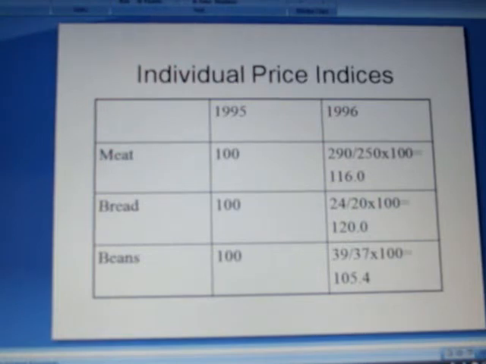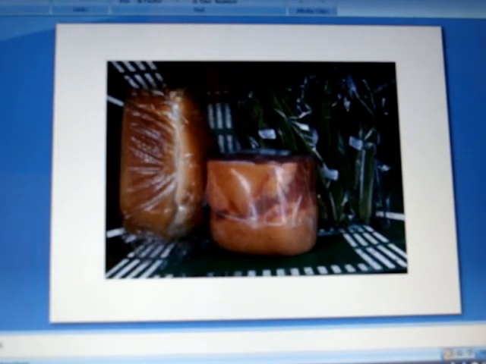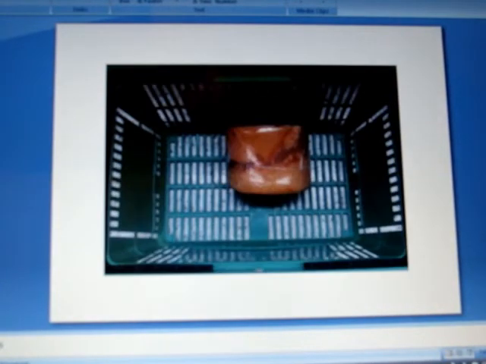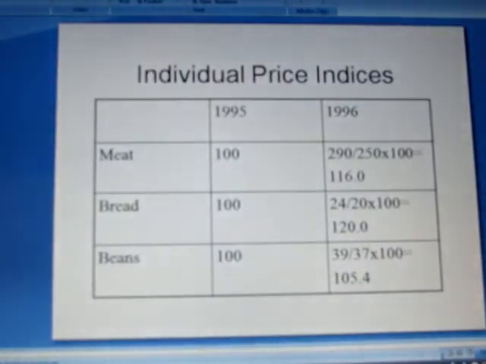What is also important is people do not buy meat, bread or beans separately. They buy all the items and several other items in their basket. So people are interested to find out the changes in the price of the basket of goods in two different time periods. So, how can we do this?